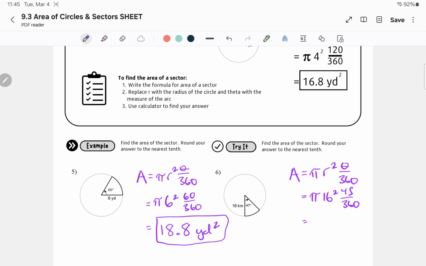And now we're going to use our calculator. So go ahead and clear to pi times 16 squared times 45 divided by 360. And we get 100 point, and it says 0.53. That 3 means we stay at 5, so 0.5, and it's kilometers squared.